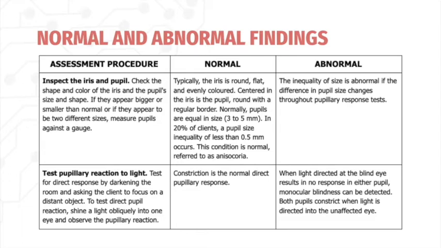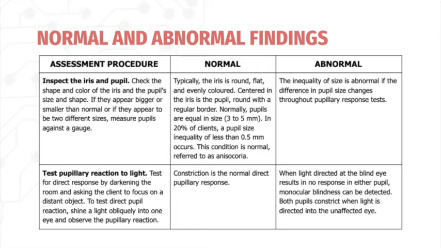For the first assessment procedure, inspect the iris and the pupil. For the normal findings, typically, the iris is round, flat, and evenly colored. Centered in the iris is the pupil, round with a regular border. Normally, pupils are equal in size, 3 to 5 mm. In 20% of clients, a pupil size inequality of less than 0.5 mm occurs. This condition is normal, referred to as anisocoria. For the abnormal findings, the inequality of size is abnormal if the difference in pupil size changes throughout pupillary response tests.